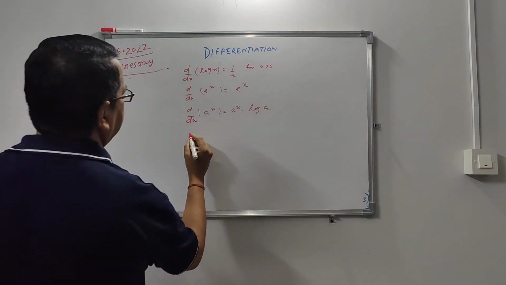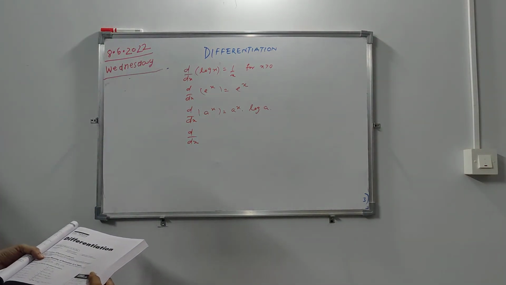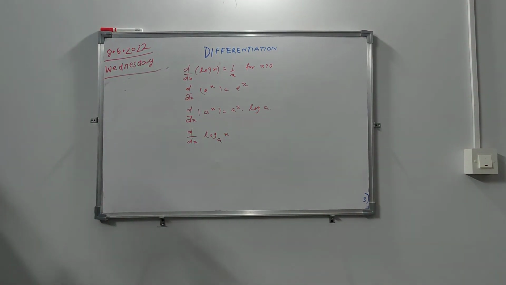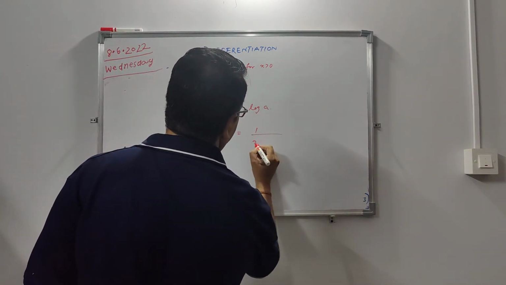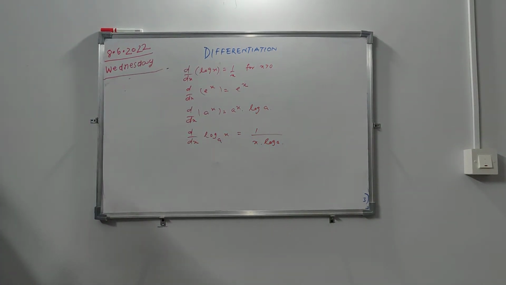And then another, d by dx of log x with base a. Here the earlier one was with base e, and here it is with base a. It is actually 1 by x log a. This you have to remember. So these are some of the important derivative formulas you have to remember. We don't have time to derive all these.